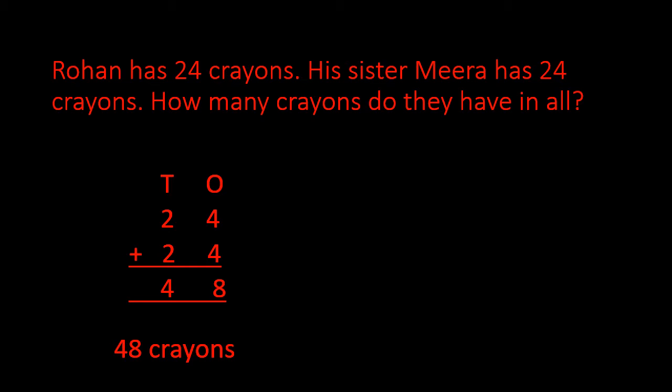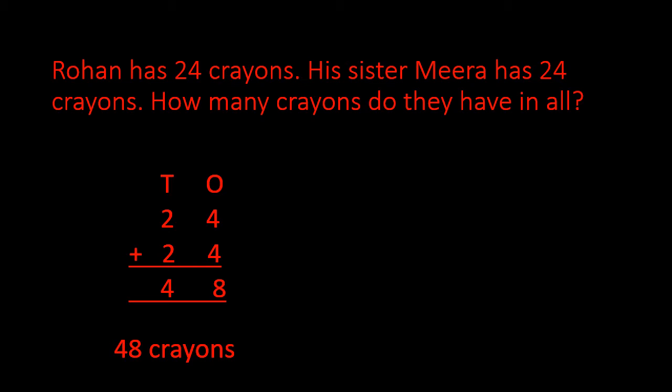Children, first we read this story. What information does it give? Rohan has 24 crayons. His sister Meera has 24 crayons. How many crayons do they have in all? Now, let us see what we have to find out. Here, how many crayons do they have in all? So children, here we have to know the total number of crayons. So we have to add here 24 crayons and 24 crayons.